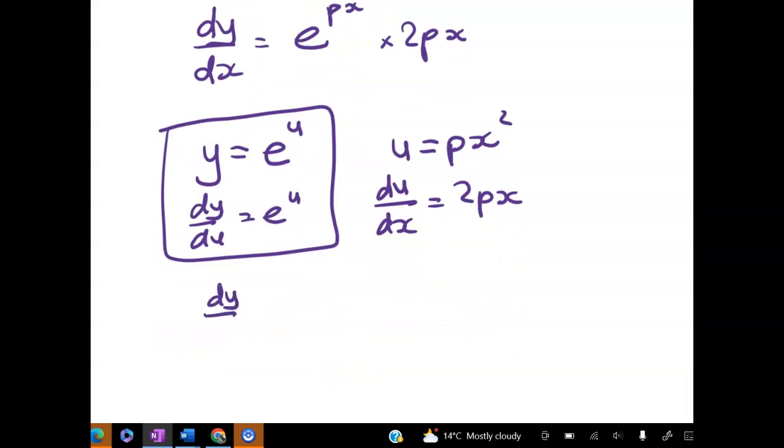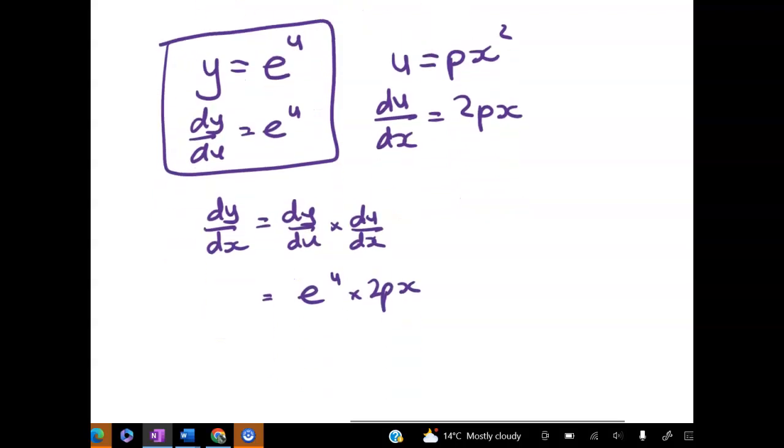That means that when I put it all back together, dy by dx is equal to dy by du times du by dx, which gives me e to the u times 2px. And now we can substitute that u back in. So that's e to the px squared times 2px. And I really would prefer to write it like this.